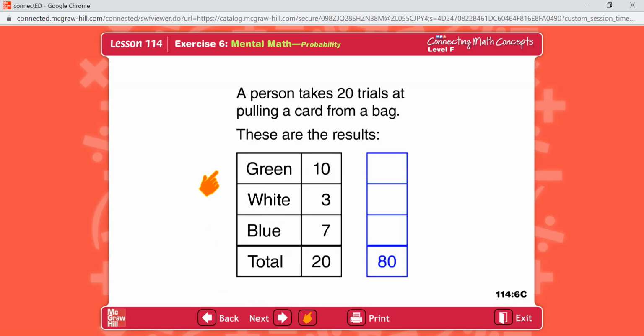On how many of those trials would you expect to pull out a green card? 10 times 4, because it's 4 times as many trials. So 10 times 4, 10 plus 10 plus 10 plus 10, 40 green cards.